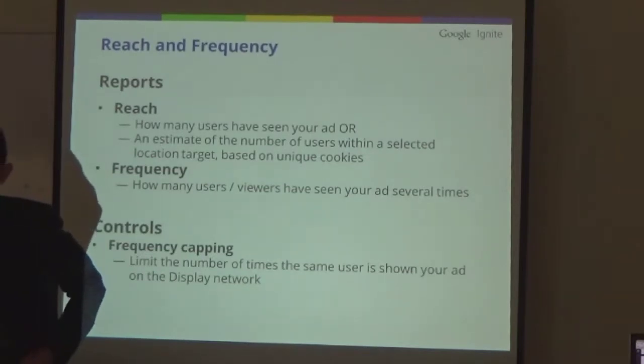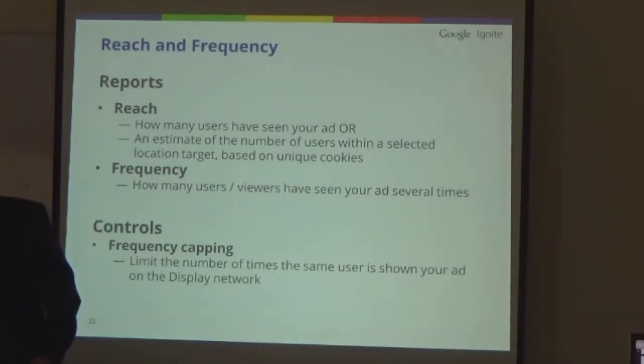Next is about reach and frequency. In GDN, there are a couple of reports that you want to take a look at. There are some definitions that I want you to get familiarized with. Number one is reach. What is reach? How many users have seen your ad? Bear that in mind. You can highlight that somewhere. Reach is defined as how many users or viewers see your ad.